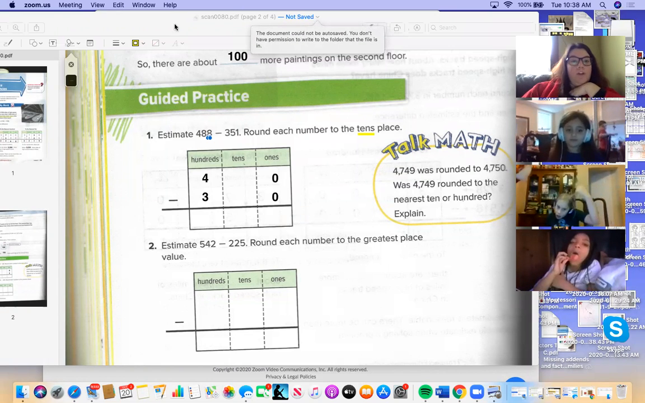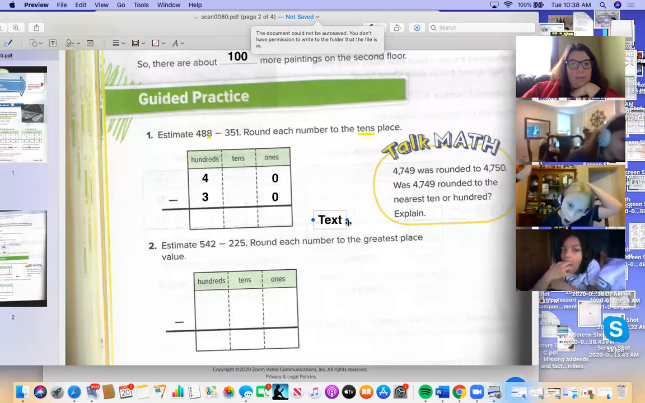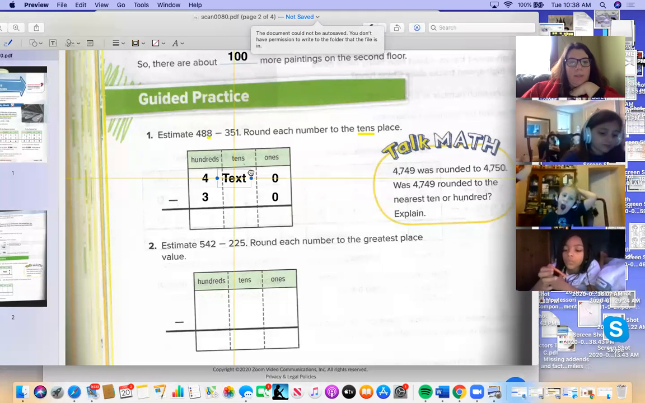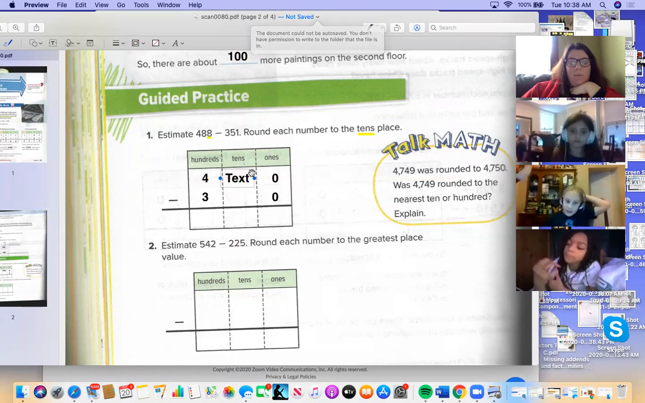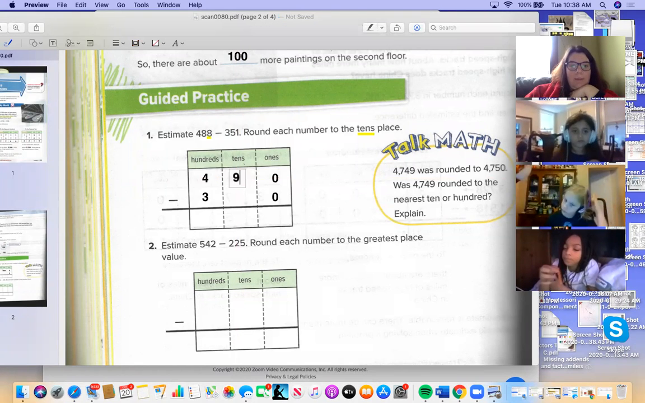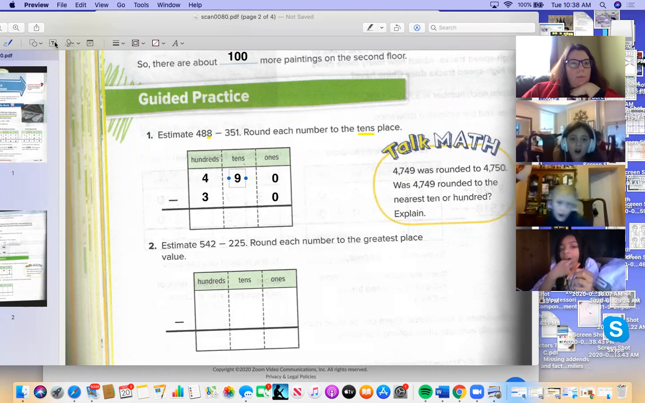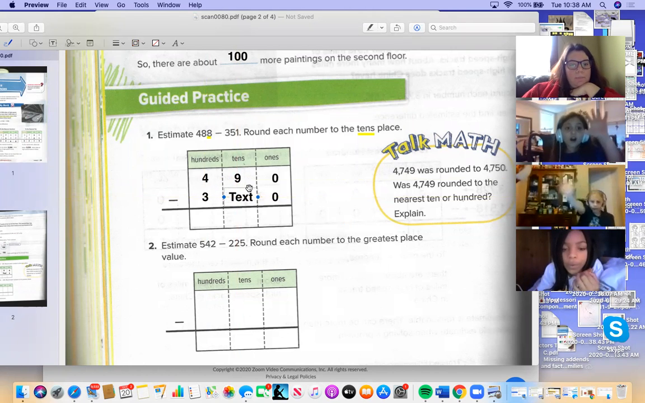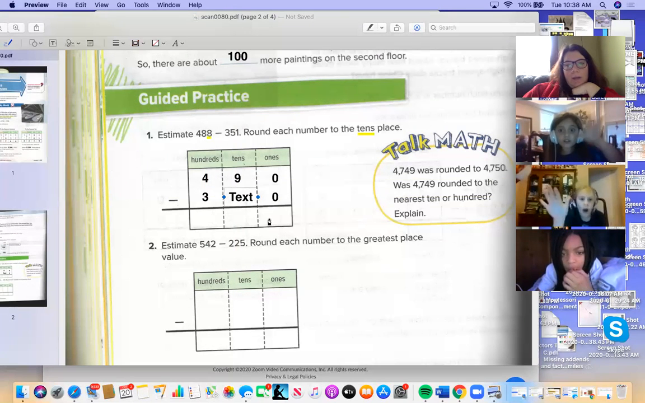Athena? 490. Because we look at that 8 in the ones place and we know if we have an 8, we're going to round up to the next 10. Okay. So 488 rounds to 490. 351 is going to round to what? We have a 1 in the ones place. So are we going to stay on the floor we're on or round up? Athena?